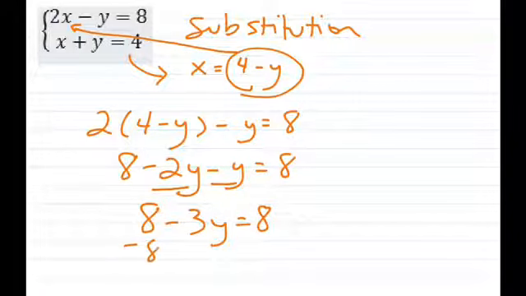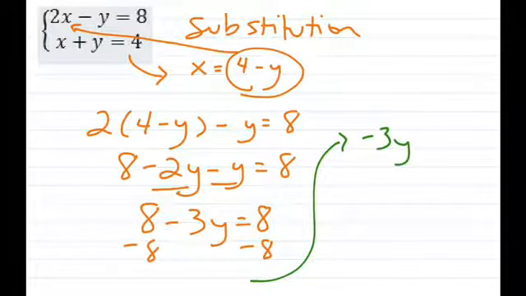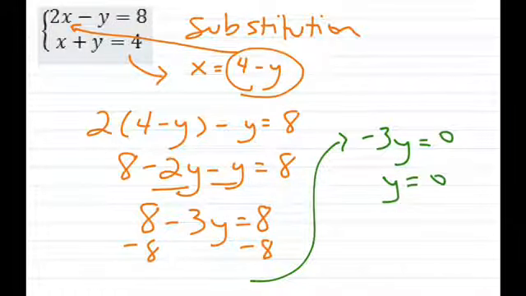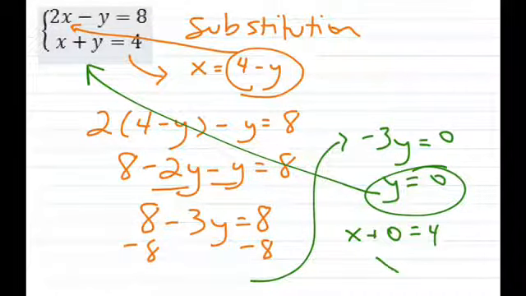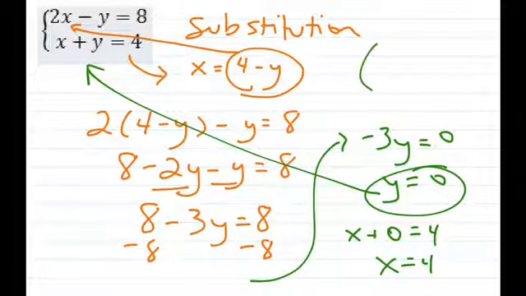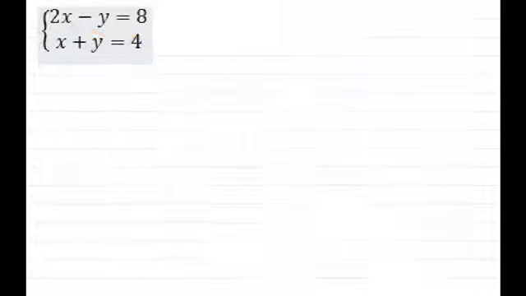So now I'm going to subtract 8 from both sides. I will get negative 3y is equal to 0. Divide both sides by negative 3. Y is equal to 0. Now to find what x is, I'm going to substitute it back in so I can find x. So x plus 0 is equal to 4, which means x is equal to 4. That means that my solution is 4, 0, which works out because that's what we found when we used graphing.